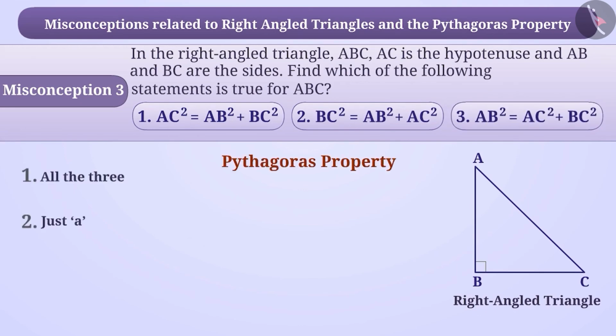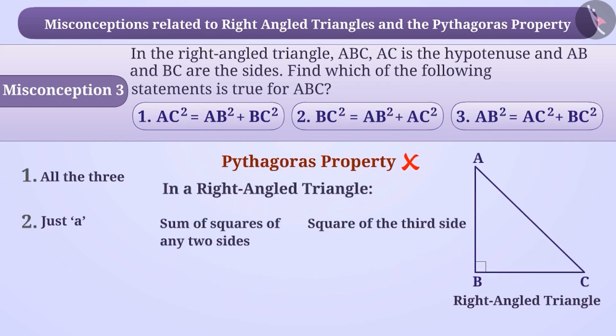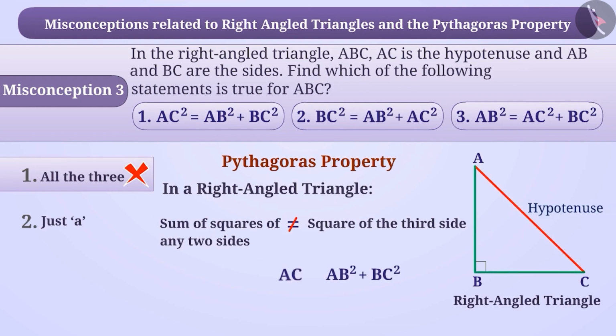Children do not understand the Pythagoras property properly. They think that in a right-angle triangle, the sum of the squares of any two sides is equal to the square of the third side. With this understanding, Statement 1, Statement 2 and Statement 3 appear to be correct to them. So, they give the answer as option 1, but this is an incorrect understanding. The correct understanding is that the sum of squares of any two sides in a right-angle triangle is not equal to the square of the third side, but only the sum of squares of the sides smaller than the hypotenuse is equal to the square of the hypotenuse. Therefore, the correct answer here is option 2.